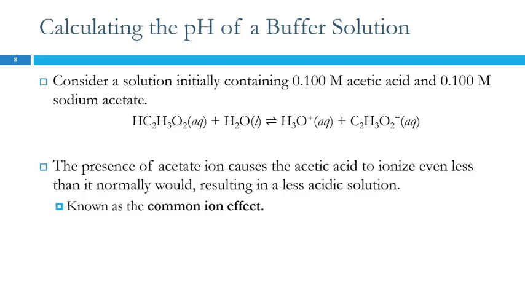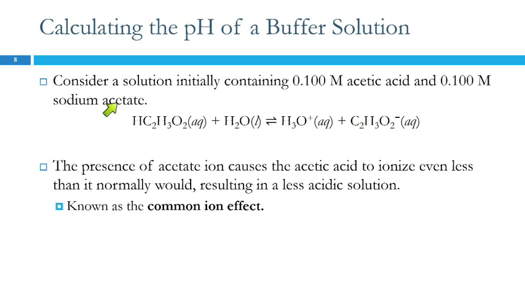So how do we calculate the pH of a buffer solution? So we're going to stick with that acetic acid acetate buffer. And we have a solution that's initially 0.1 molar in acetic acid and 0.1 molar in sodium acetate. So the presence of the acetate ion here is going to affect this equilibrium. If there was no acetate to start with, we would have this equilibrium. It would form some acetate, and we could calculate that using the equilibrium constant, the Ka. But because we're adding acetate now, it's going to affect the equilibrium.